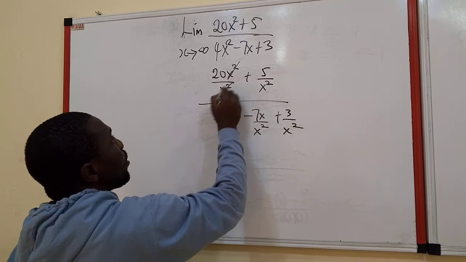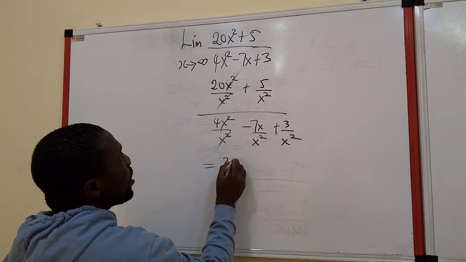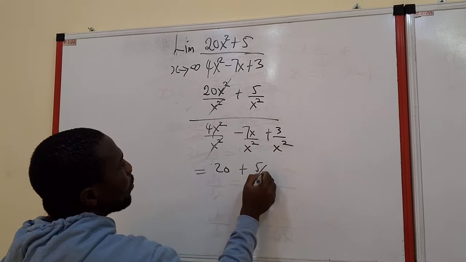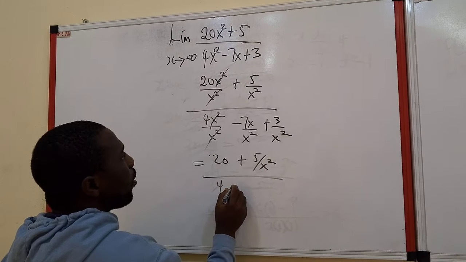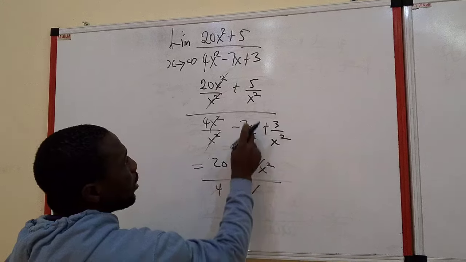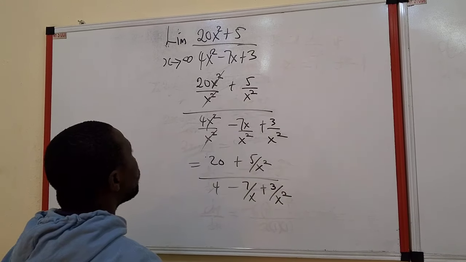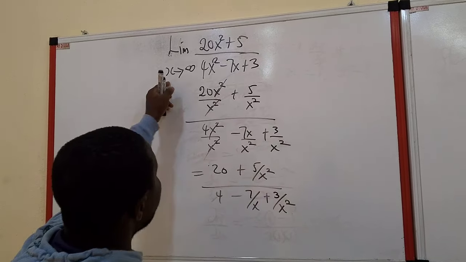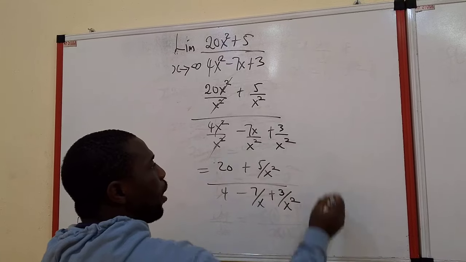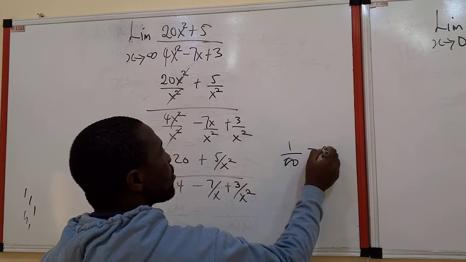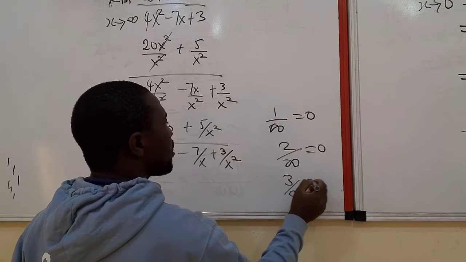So this you cancel out, this you cancel out. I'm left with 20 plus 5 over x squared in the numerator, then 4 minus 7 over x plus 3 over x raised to the power 2. But we are told that x tends towards infinity. Remember, 1 over infinity is equal to 0. 2 over infinity is equal to 0. 3 over infinity is equal to 0.